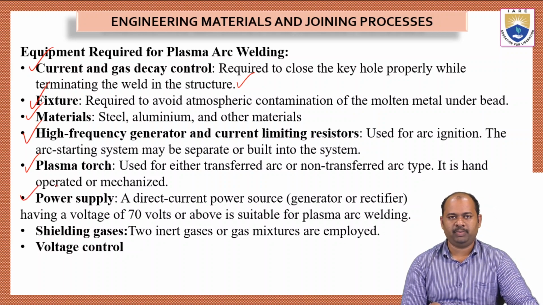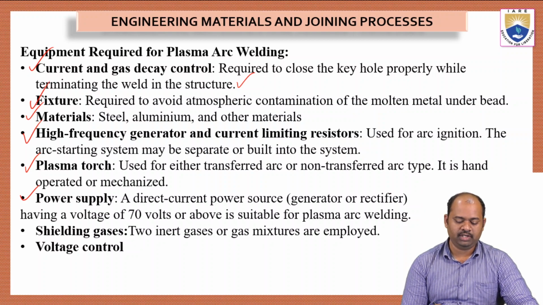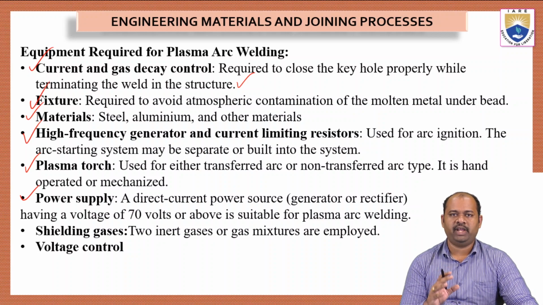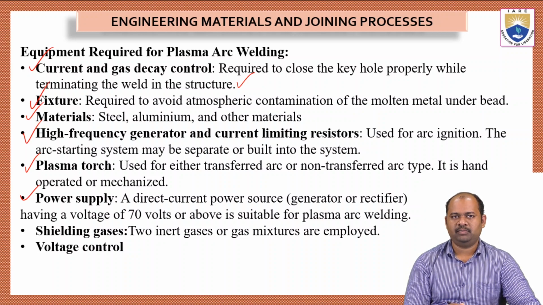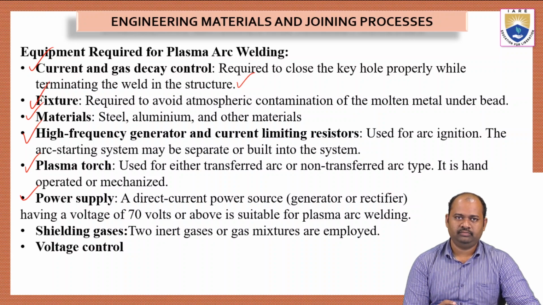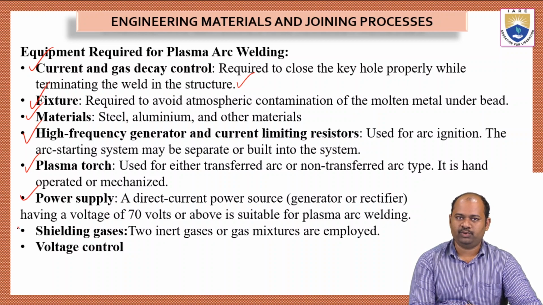And then we have the power supply. A direct current power source having a voltage of 70 volts or above is suitable for plasma arc welding. So plasma arc welding requires about 70 volts of electricity. It needs this voltage in order to produce a proper plasma arc.